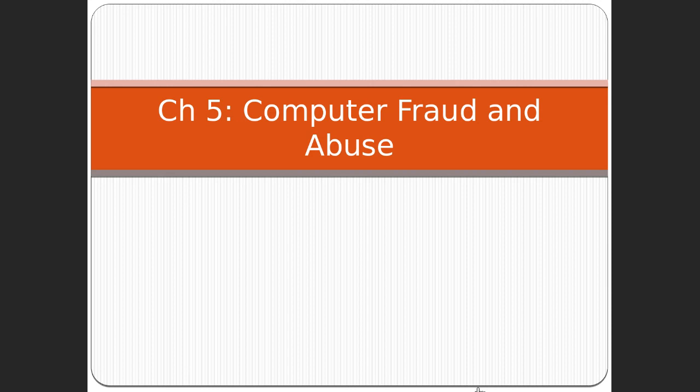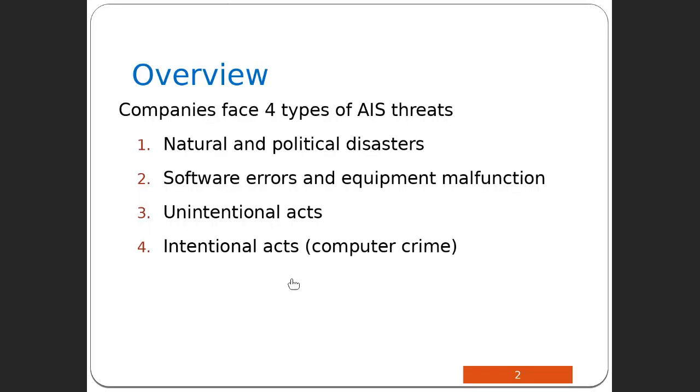Okay? All right, so this chapter is about computer fraud. There are four types of threats, accounting information system threats, that a company could face. The first one is natural and political disasters, like earthquake or war or things like that. The second one is software errors and equipment malfunction. So the software not working properly, the equipment not working properly.